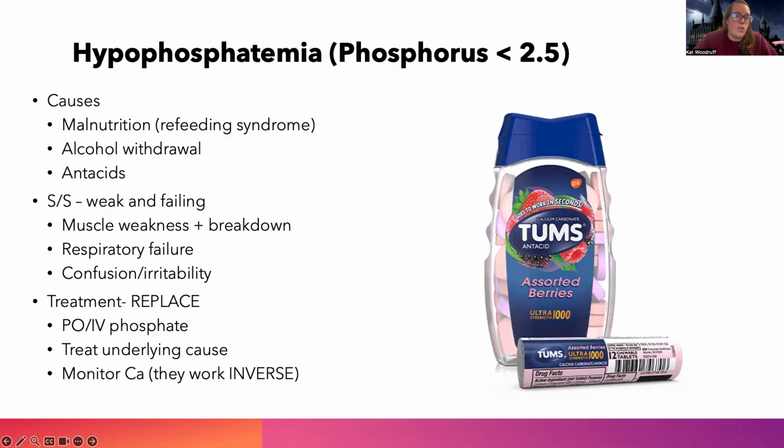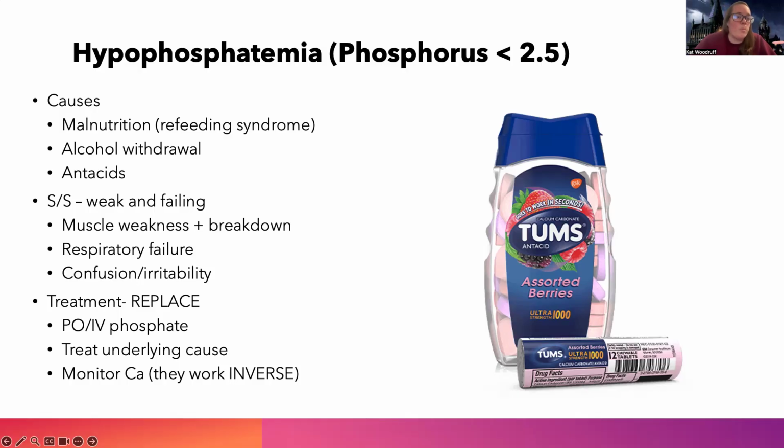So signs and symptoms are going to be weak and failing: muscle weakness and breakdown, respiratory failure, confusion, irritability. And again, I've never seen a patient and been like, "Oh my God, do they have a low phosphorus?" Yes, these things sound super scary, but it's very rare that this is going to happen.